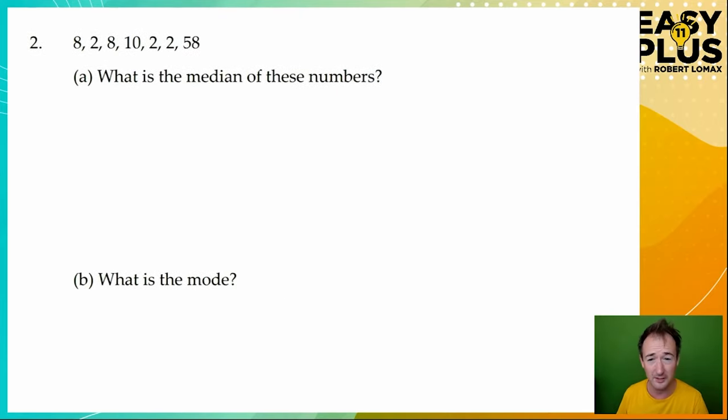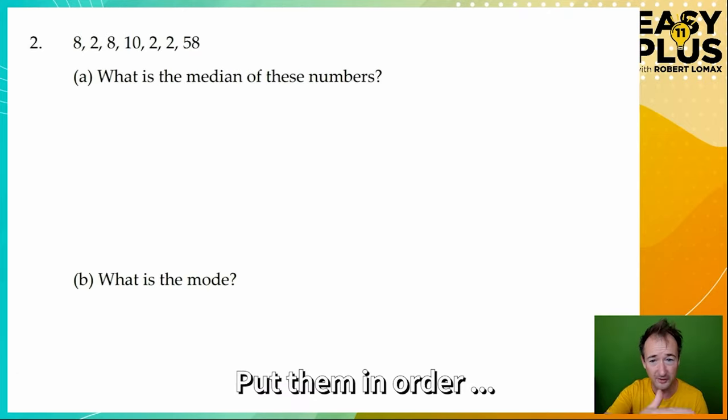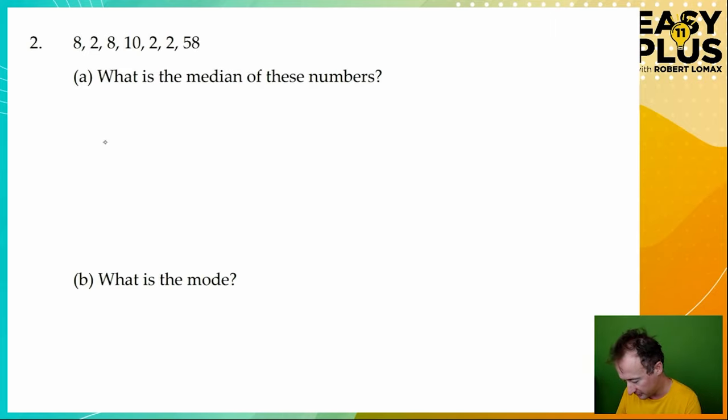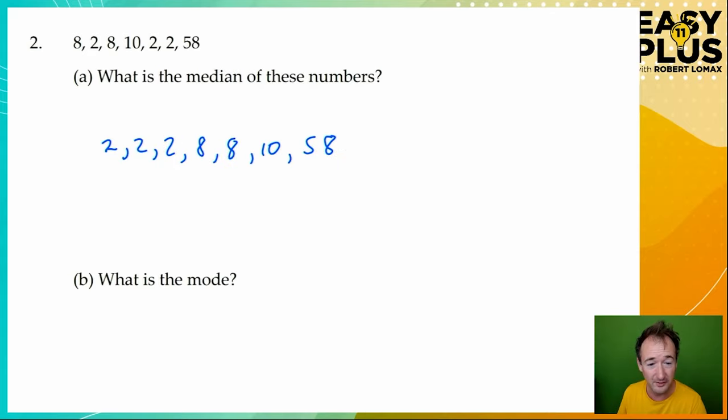Let's go on to the next one, which is asking us to find the median. The median is also a kind of average, but it involves putting the numbers in order from smallest to largest and then taking the middle value. So let's do that. At this stage, it's very useful just to count how many numbers there are and check that they're the same number as in the question. 7 numbers here. Now, to find the middle number, this is a really simple method that will help you to avoid mistakes. So our median value is 8.